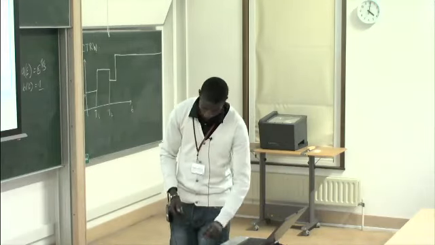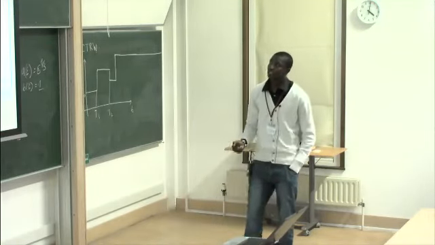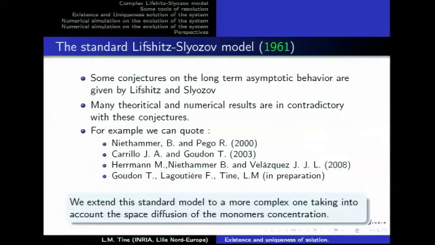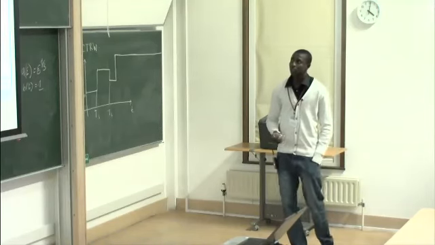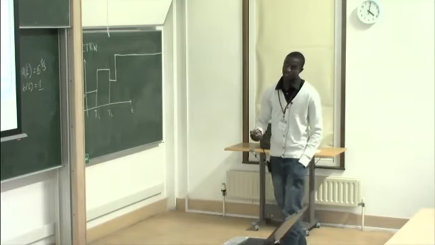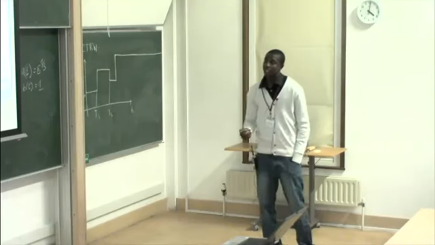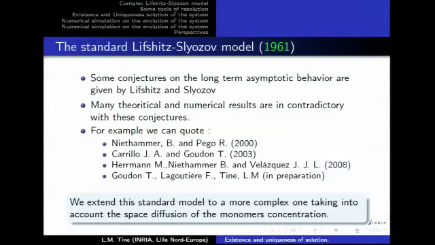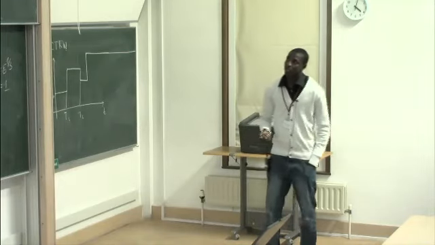And we have some conjectures given by Lifshitz and Slyozov, and the main conjecture is that the asymptotic behavior of the size repartition function is universal. But many theoretical and numerical results are in contradiction with this conjecture. For example, we can quote the study done by Niethammer and Pego, in their work on the initial value problem of the Lifshitz-Slyozov model, and they show that we do not have a universal asymptotic behavior for the size repartition function.